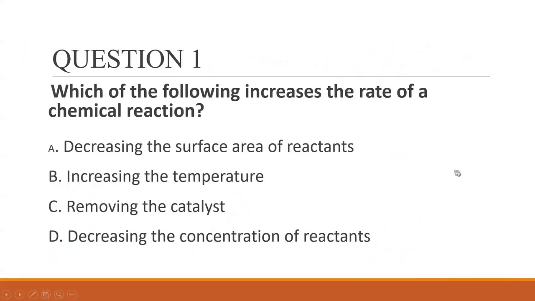Hello everyone. In this video, we are going to be looking at the quiz that I earlier on told you about. So we are beginning with question 1, which says, which of the following increases the rate of a chemical reaction? A is decreasing the surface area of reactants, increasing the temperature, removing the catalyst, decreasing the concentration of reactants. So think and tell me the answer.